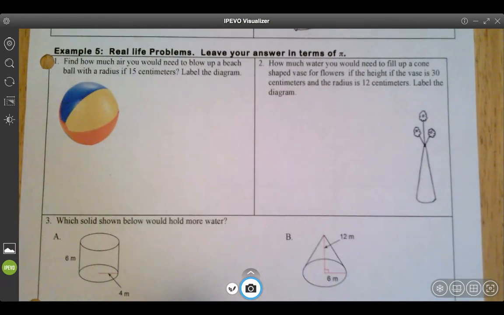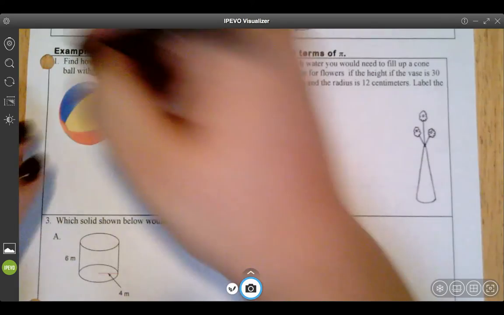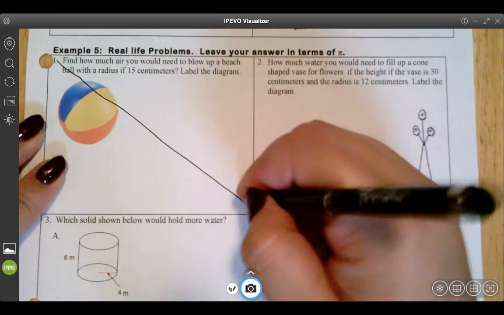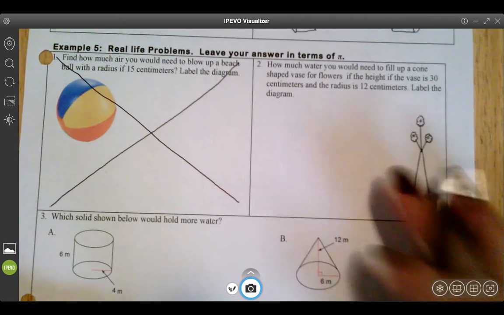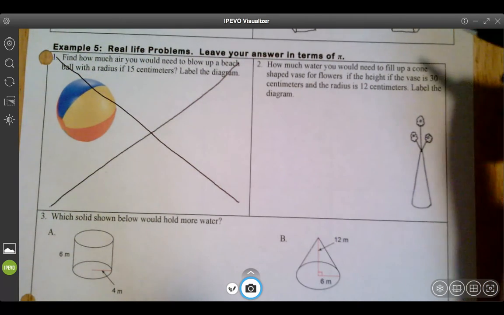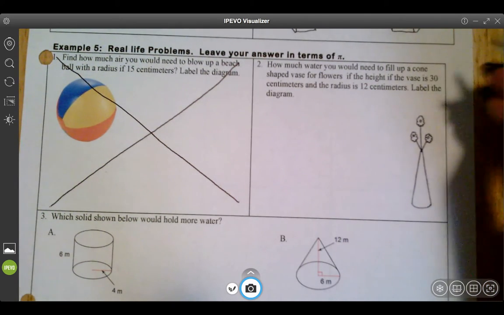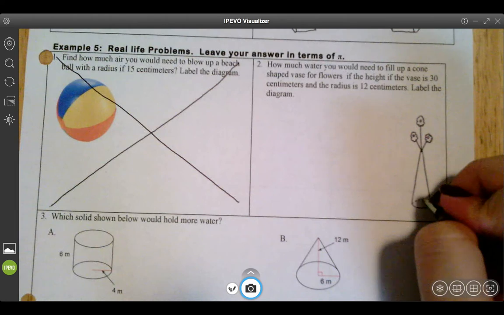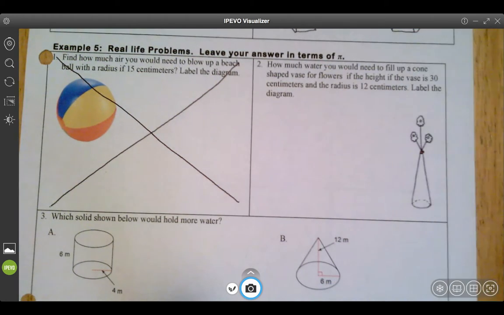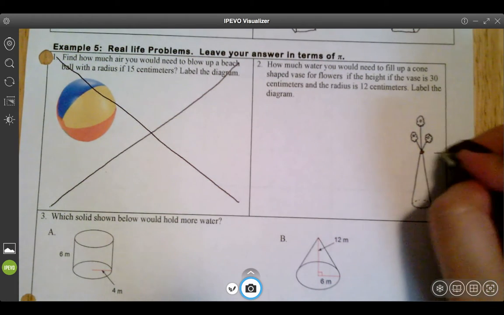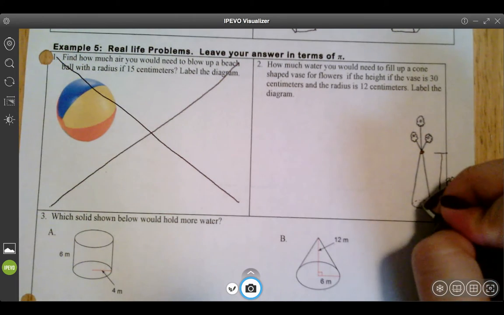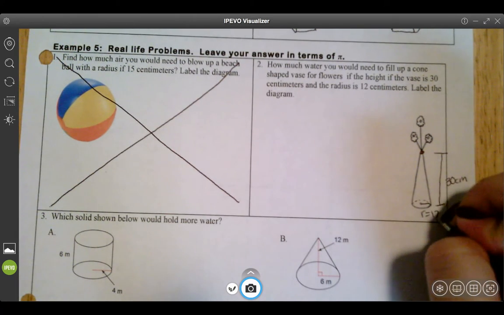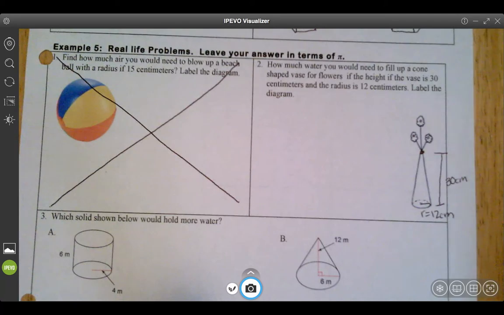Okay, our last examples here, we are not doing spheres. Spheres are tomorrow's lesson. So that will be for tomorrow, but we can do cones. So how much water would you need to fill up a cone-shaped vase for flowers? So here's our cone. This is the vertex. If the height of the vase is 30 centimeters and the radius is 12 centimeters, how do we find our volume?